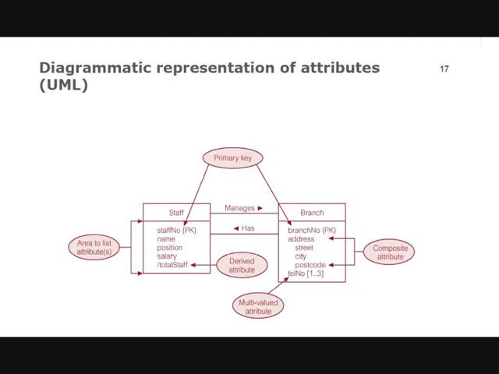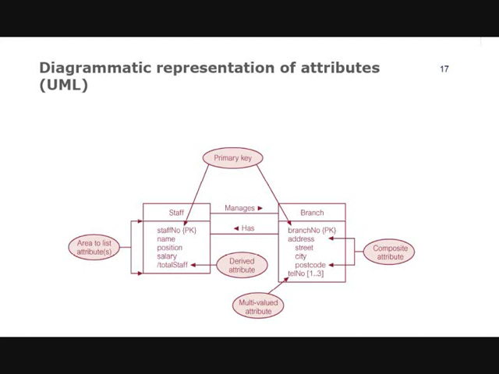And if we have something like a derived attribute, we might put a slash in front of it to indicate that this is a derived attribute. It's not something that we store. We derive that value from another value in the database when we need it. So that is the total count of staff. We're not going to store that, but we can generate that as we need it.